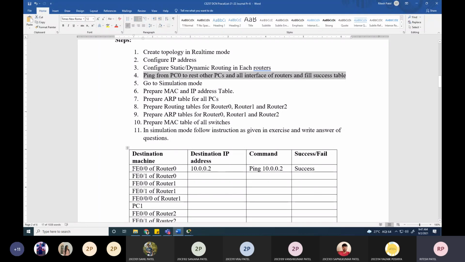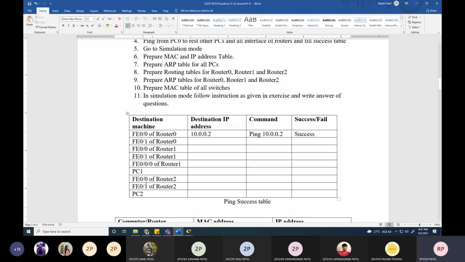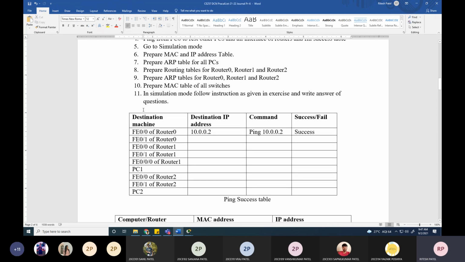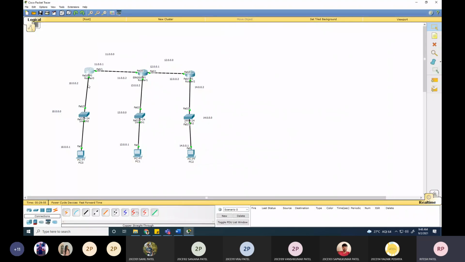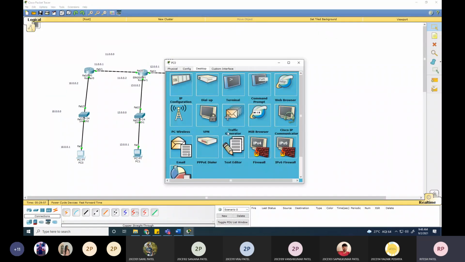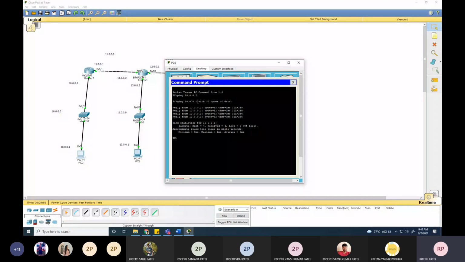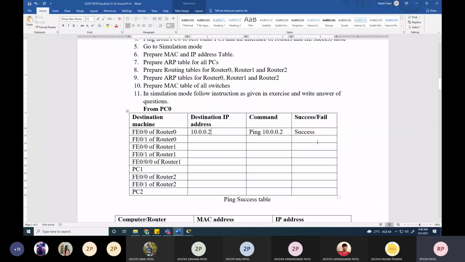So destination machine FE0 of router 0. This is from PC0 only. Everything is with respect to PC0, from PC0. You are at PC0 and you write down FE0/0 of router 0. That's nothing but 10.0.0.2, which is nothing but this. And from 10.0.0.2 I am getting a reply over here, so you have to write success over here.